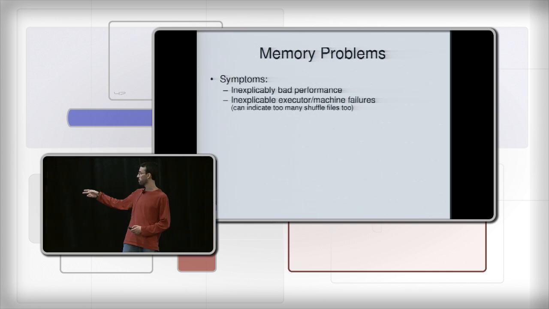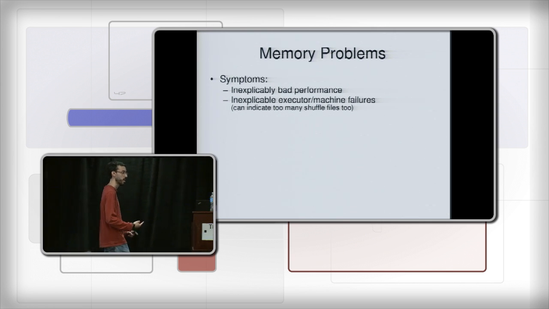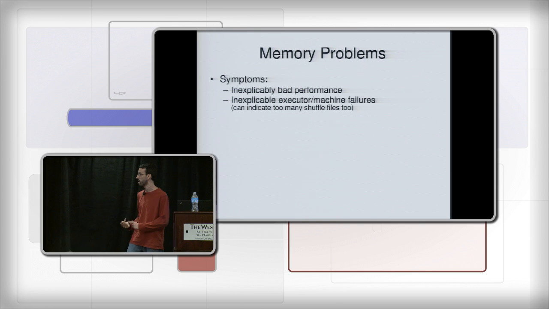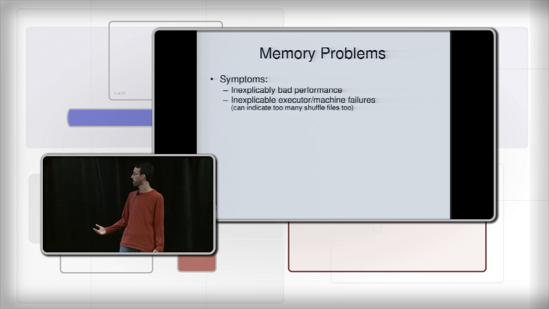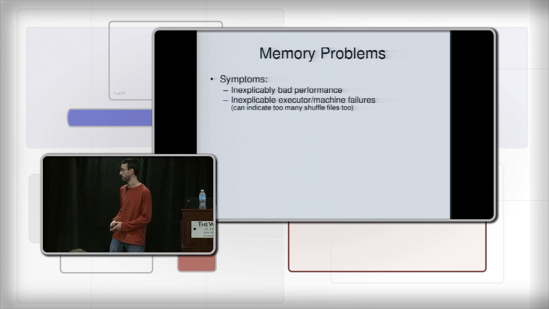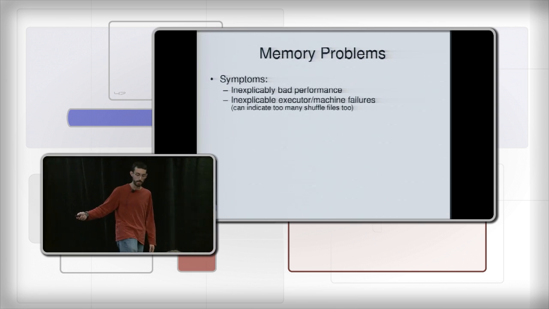And in fact, I've only seen inexplicable machine failures for two situations. One is heavy memory problems, where the kernel has stepped in and started killing things. And the second one is actually shuffles. If you have a very large shuffle, sometimes you'll exhaust the inode number. So that's just a little aside, in case you start running into that.